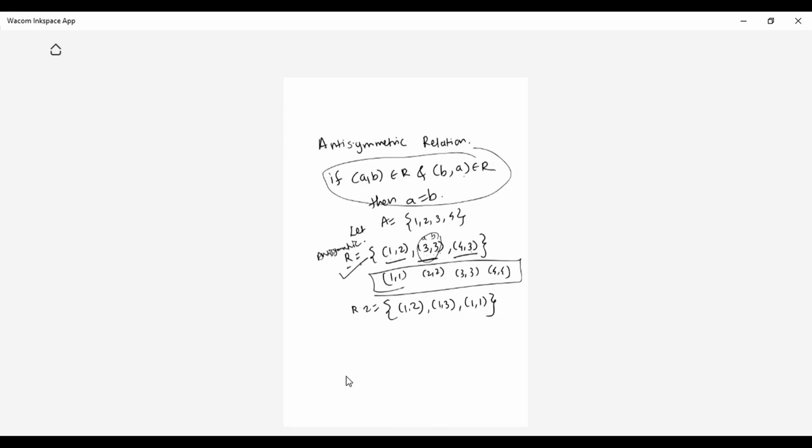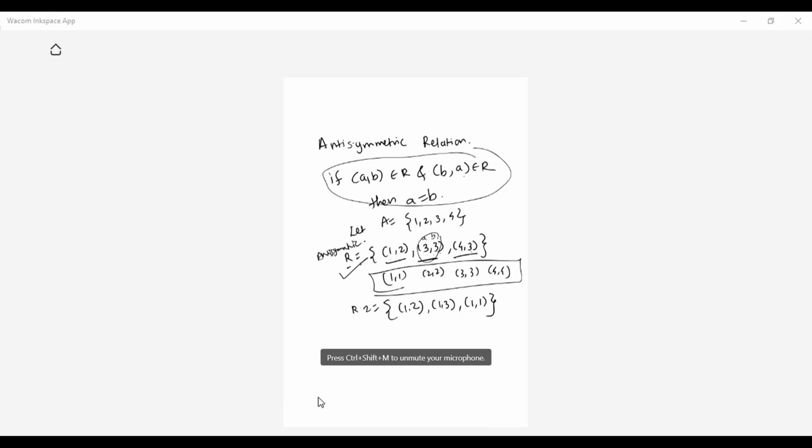But every anti-symmetric relation may or may not be an asymmetric relation, that you have to remember. I hope you have got this point. Every asymmetric relation would be an anti-symmetric relation, but every anti-symmetric relation may or may not be an asymmetric relation, because in anti-symmetric relation we have somewhat more relaxation than in asymmetric relation. In asymmetric relation, we have more restrictions. I hope you have got this point, student. Say yes or no. Quickly say yes or no.